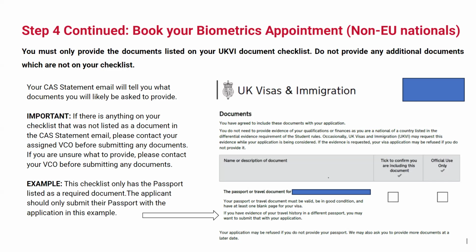If there's anything on your checklist that was not listed as a document in the CAS statement email, please contact your assigned visa compliance officer before submitting your documents. Again, if you're unsure which documents to provide, please contact your visa compliance officer before submitting your documents. Please note that if you provide unnecessary documentation, documents that are not listed on your checklist, this may delay your visa application. The example on the right shows that this student has only been asked to provide their passport as a required document. Therefore, the applicant at this time should only submit their passport with the application in this example.